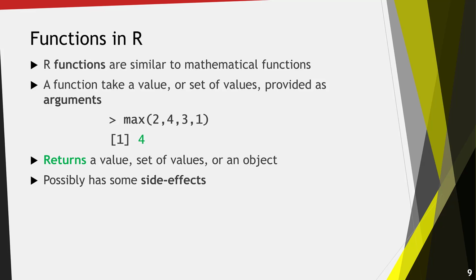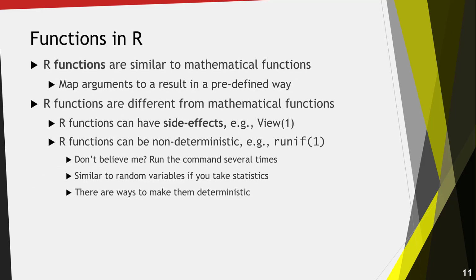Sometimes these functions might return many values. Sometimes they might return something more complicated like an object. And again, lastly, functions might have side effects. I'll show you an example of a function that has a side effect in a minute, but that means the function is doing something more than just returning a value. So again, R functions are similar to mathematical functions. They're going to map arguments to a result in a predefined way.